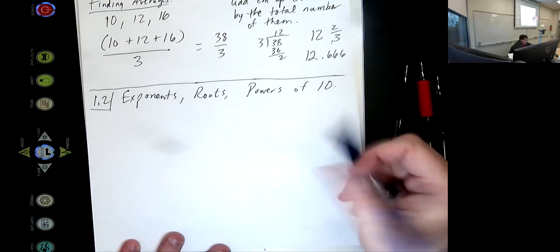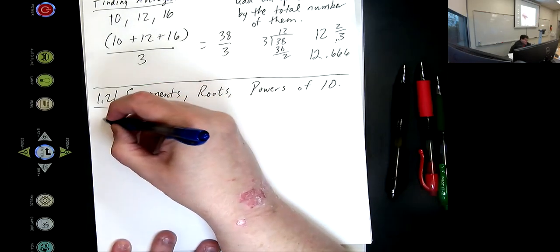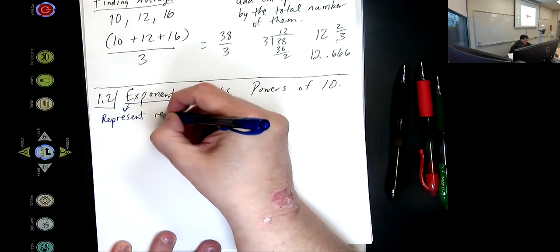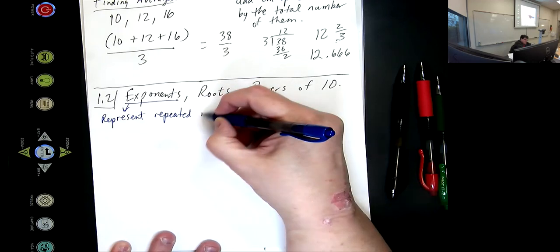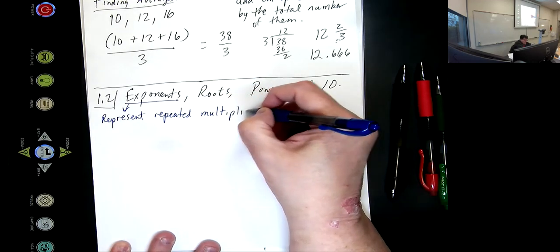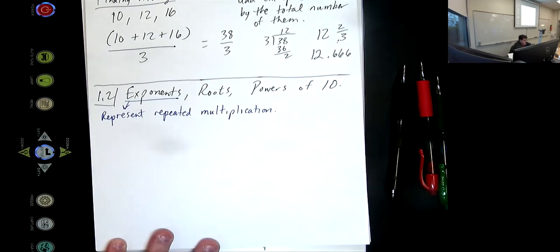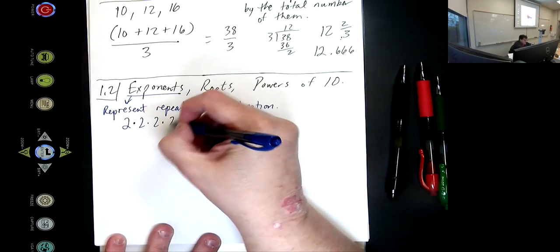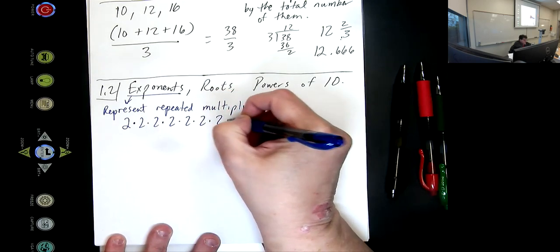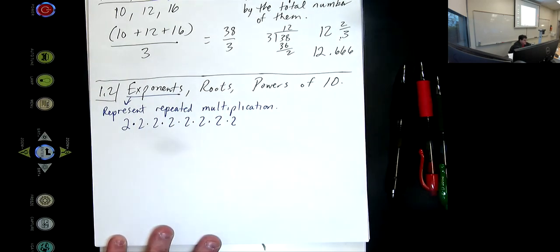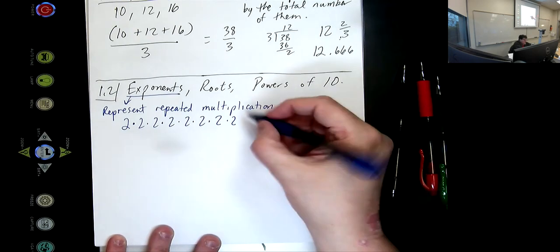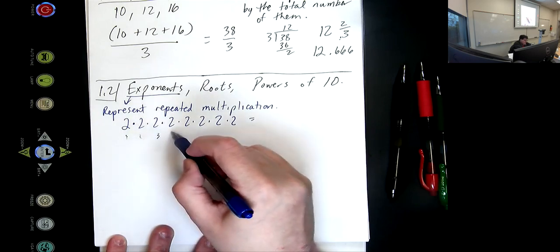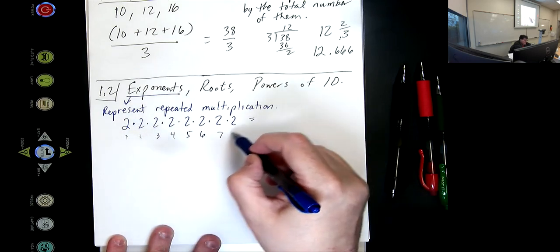So exponents represent repeated multiplication. Because doing 2 times 2 times 2 times 2 times 2 times 2 times 2 sucks. Writing that sucks. How many have I got though? I've got 1, 2, 3, 4, 5, 6, 7, 8.